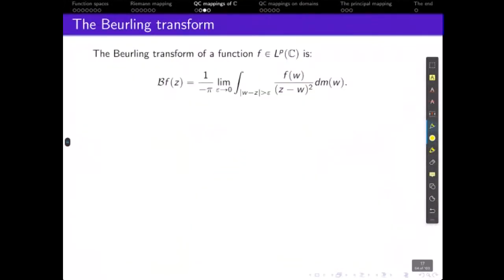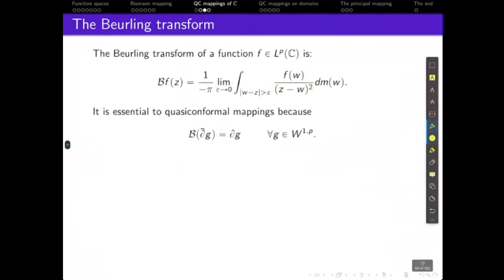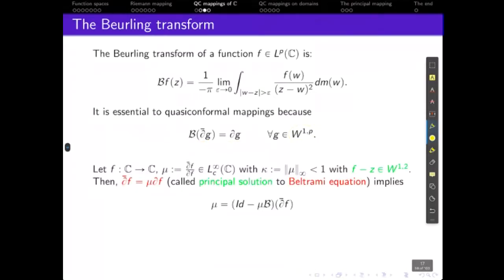Okay, the Beurling transform. What is the Beurling transform? The Beurling transform is the convolution of F with 1 over z squared. Okay, but since the kernel is singular, this cannot be integrated. You need to take a principal value. So you need to take a limit here. Okay. Now this Beurling transform is essential to quasiconformal mappings because it has the following property. For every Sobolev function, it maps the delta bar to delta.